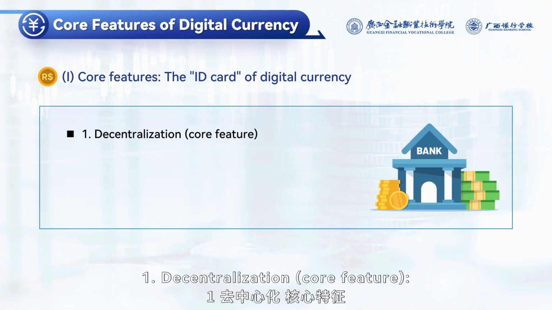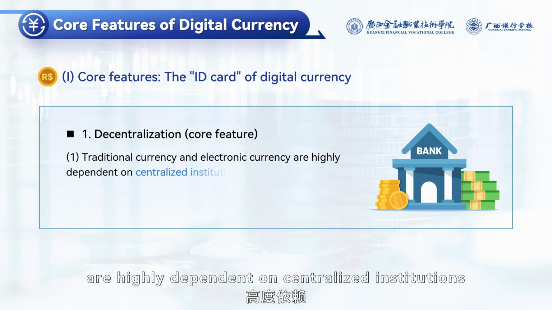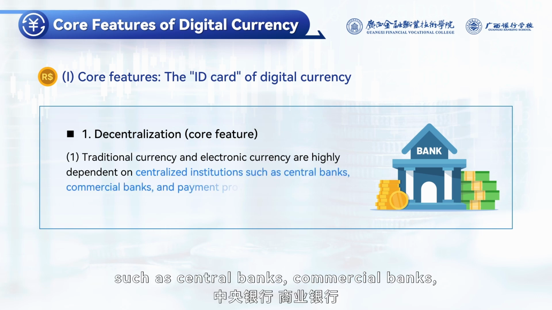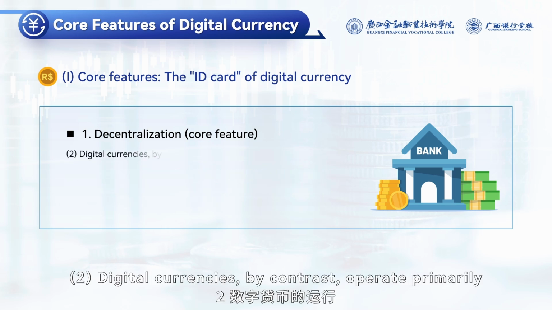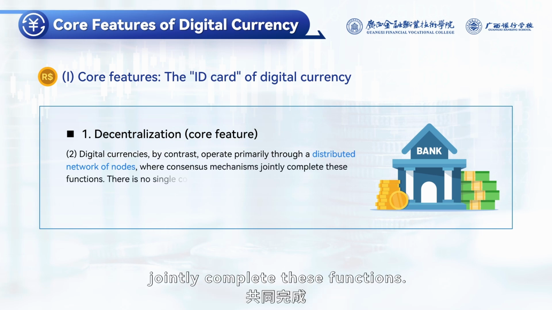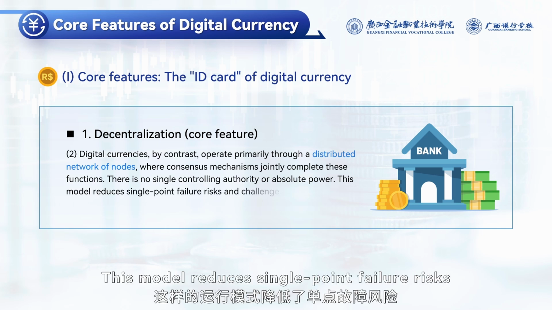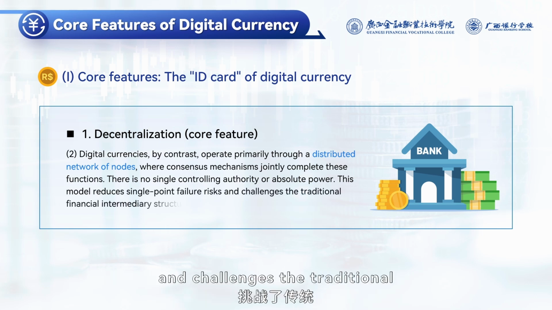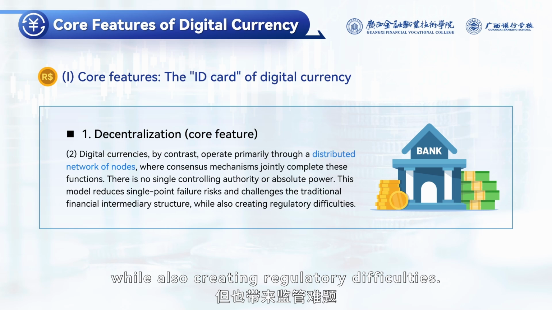1. Decentralization, core feature. Traditional currency and electronic currency are highly dependent on centralized institutions such as central banks, commercial banks, and payment providers for issuance, accounting, clearing, and regulation. Digital currencies, by contrast, operate primarily through a distributed network of nodes, where consensus mechanisms jointly complete these functions. There is no single controlling authority or absolute power. This model reduces single-point failure risks and challenges the traditional financial intermediary structure, while also creating regulatory difficulties.